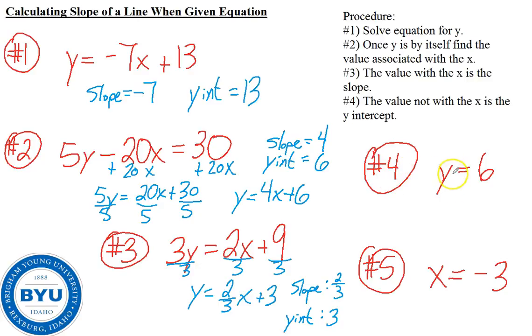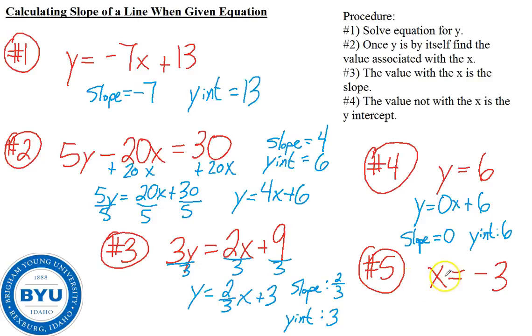Number 4. This is an interesting one. Y is already by itself, but there is no x. So I wonder what you did. This is kind of a tricky question because there's only a y. You might want to think of this as y equals 0x plus 6. Because there's no x, the number has to be 0 because the x goes away. And so the slope for this one would be 0, and the y-intercept would be 6.